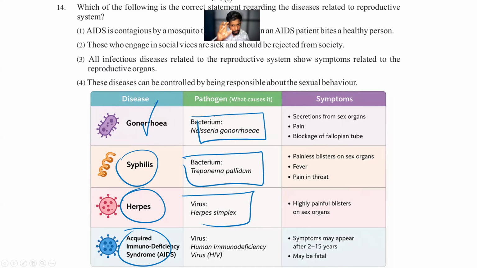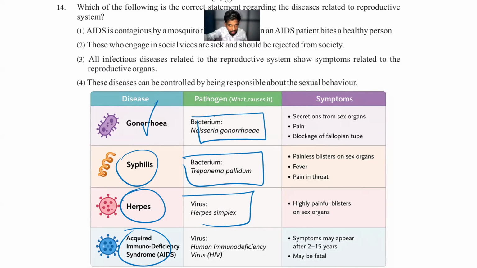Mostly if we have a question about the diseases of the reproductive system, definitely there will be a point like that. The diseases related to the reproductive system are caused only in the reproductive organs. Gonorrhea, syphilis, herpes may be affecting the reproductive organs, but AIDS is not like that. AIDS will be affecting the total body, the whole body. Keep that in your mind. AIDS is a disease affecting the total body. And the second thing, AIDS is a disease related to the immunity system.